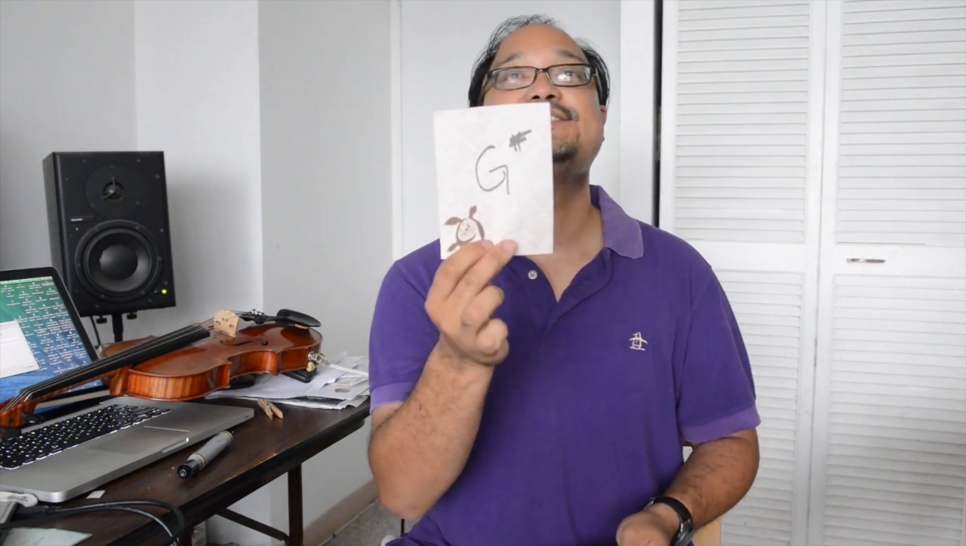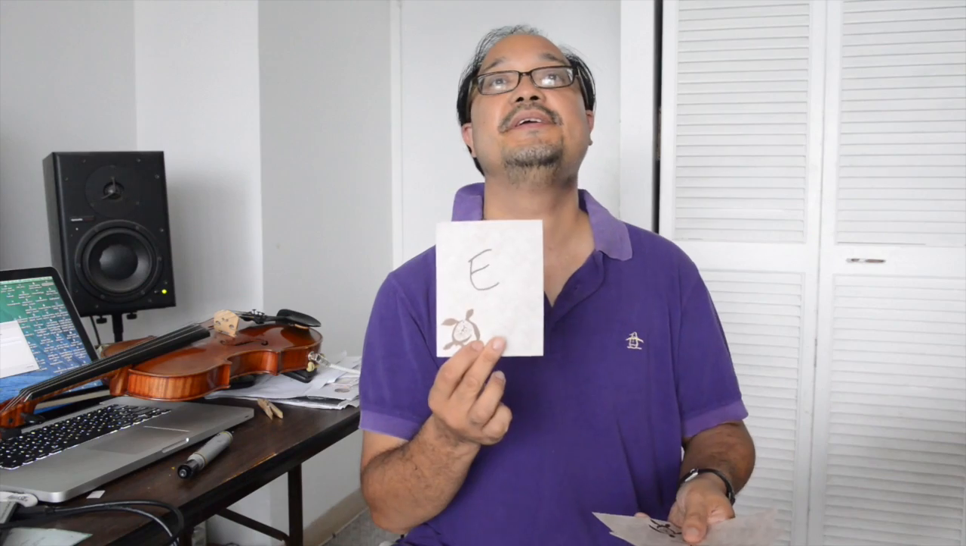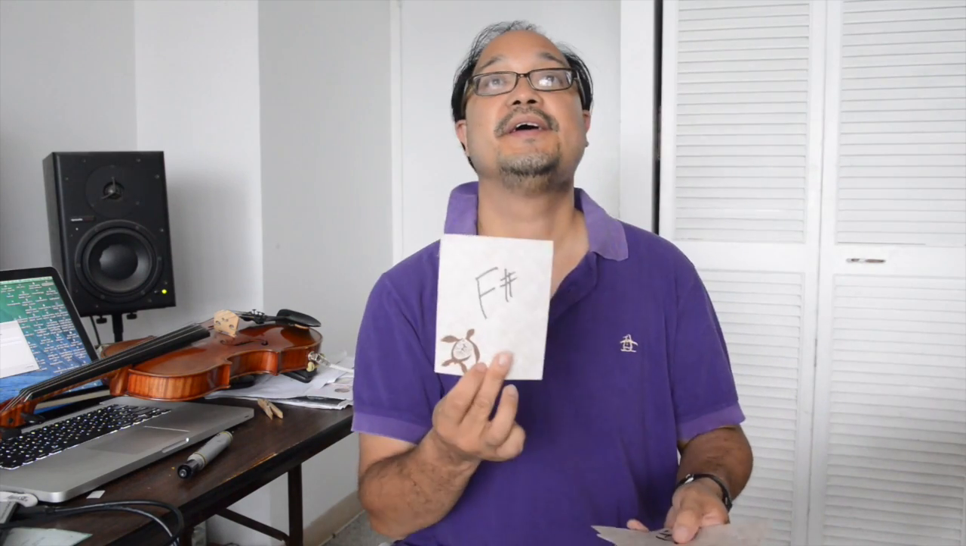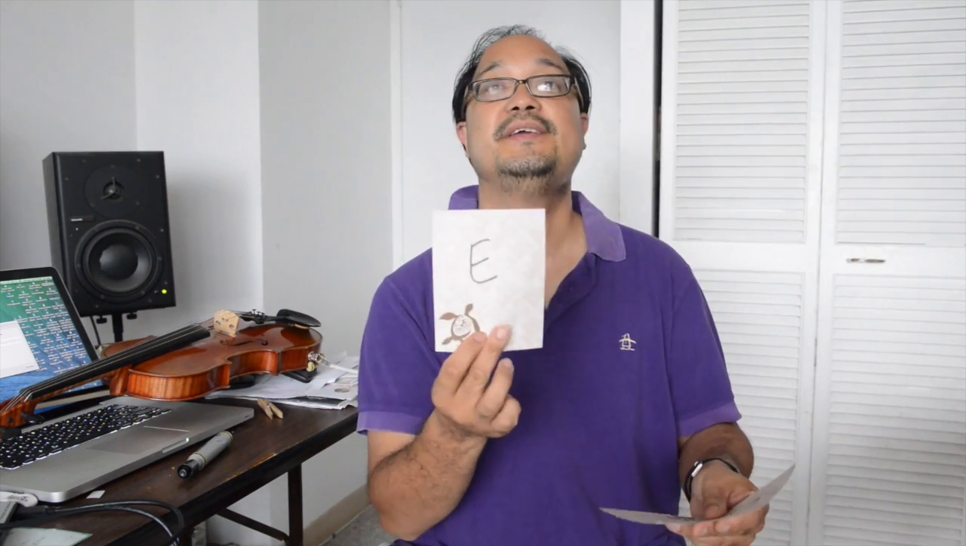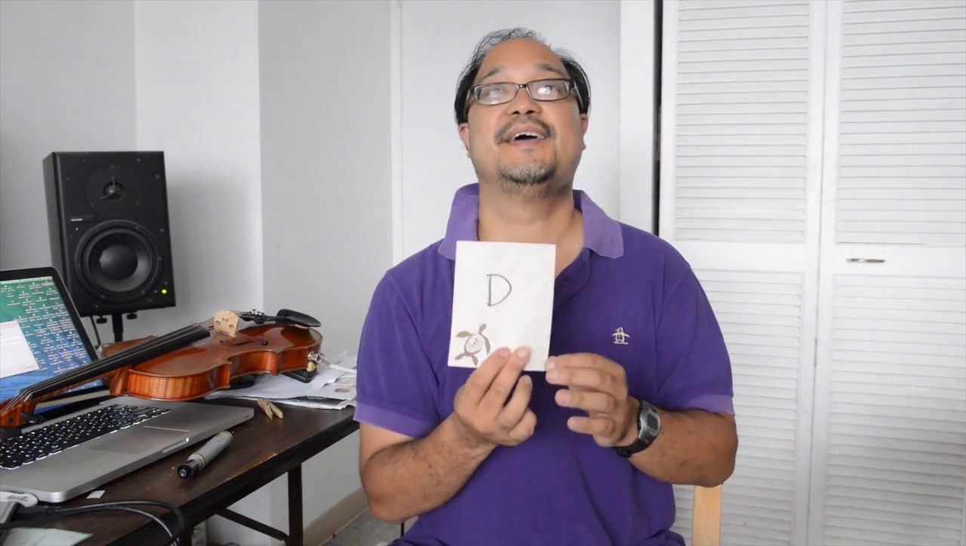There's C sharp, G sharp, G sharp, A, B, F sharp, D, C sharp, E, F sharp, B, E, A, and D.